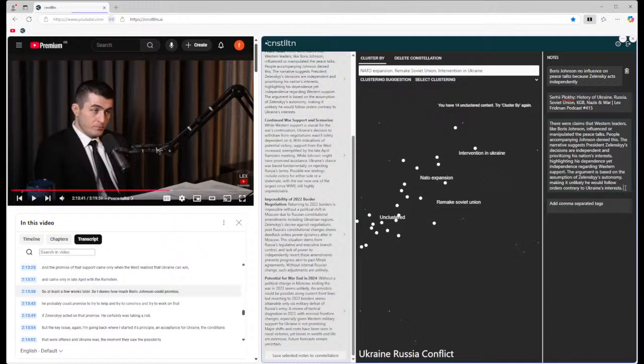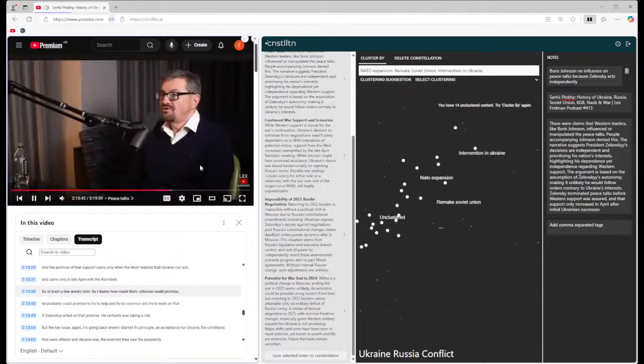Which is, Zelensky terminated peace talks before Western support was assured, and that support only increased in April after initial Ukrainian successes. So I think the timing here really matters.